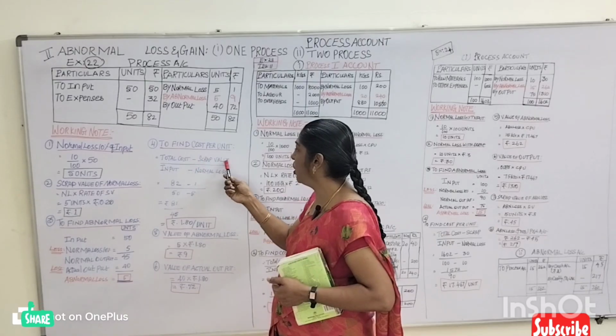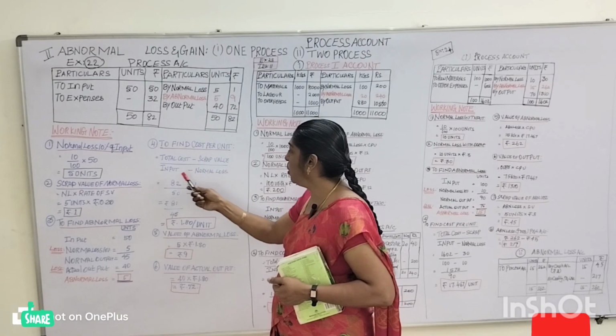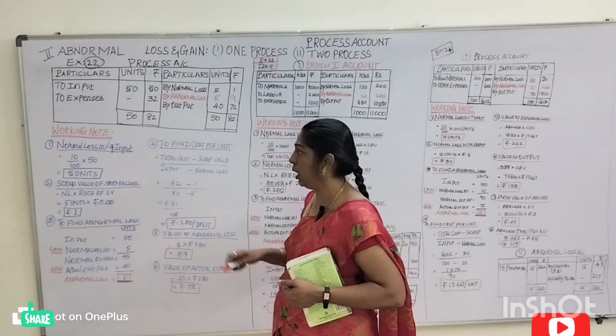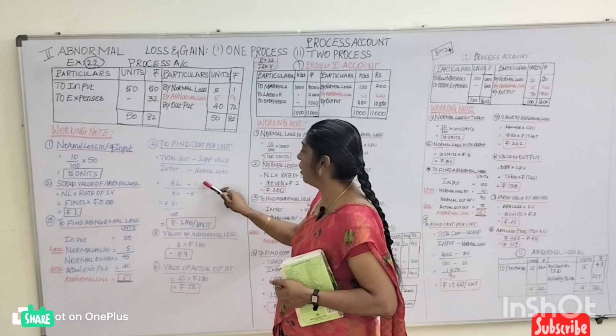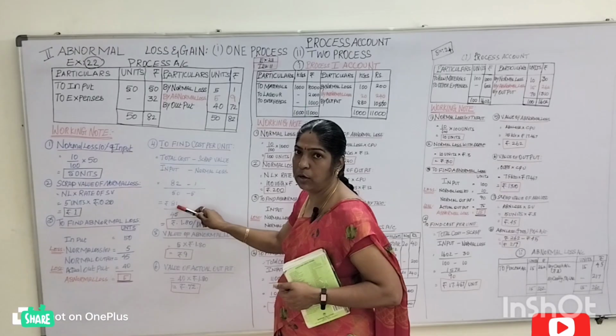Total cost minus scrap value, divided by total input minus normal loss. Okay, total cost how much rupees? 32 rupees minus scrap value 1. After subtracting, you will get 81 rupees.